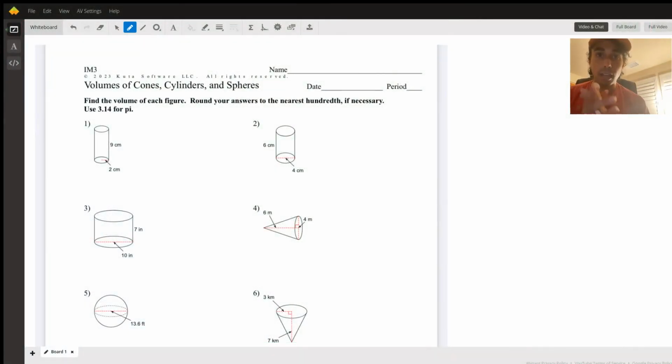Hey y'all, so for this video, we're going to go through a few of the problems for volume today. I'm going to do one of each of them. I'm going to do one of the cylinder ones, one of the cones, and one of the spheres.